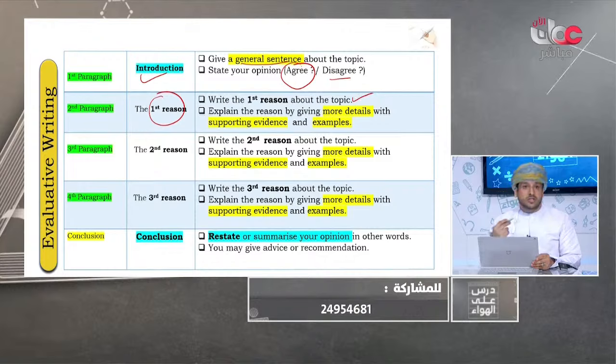Then you can explain and elaborate more about that particular reason and give more details with supporting evidence, مع أدلة, and examples. Examples are very important. لما تعطيني سبب، أعطيني أمثلة على هذاك، أعطيني دليل. Give me some examples, some evidence, عشان تكون كتابتك أقوى. Then the second paragraph, the second reason.